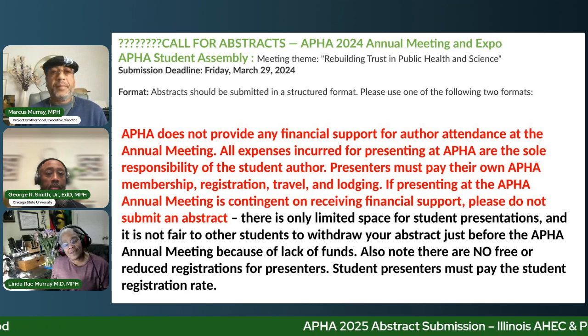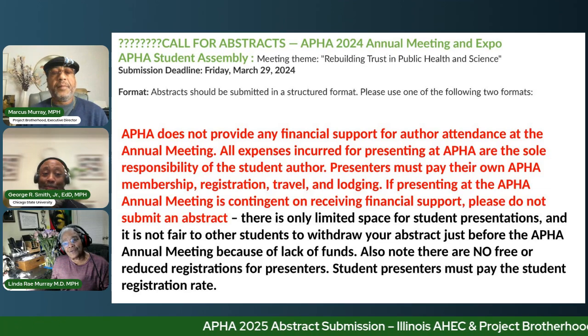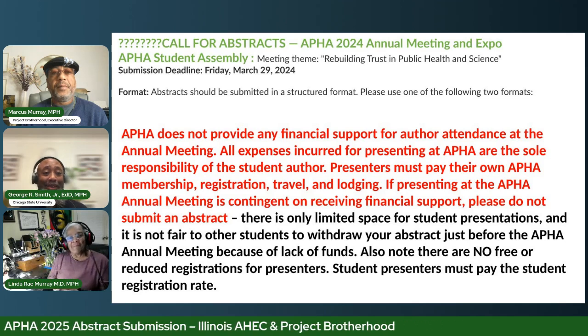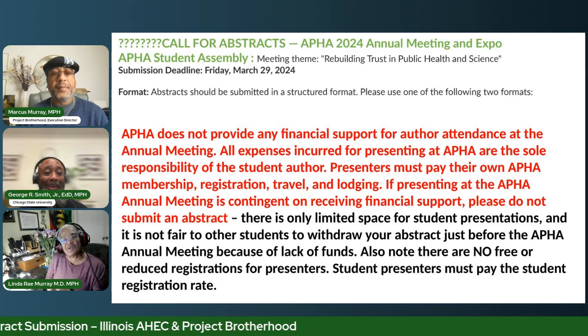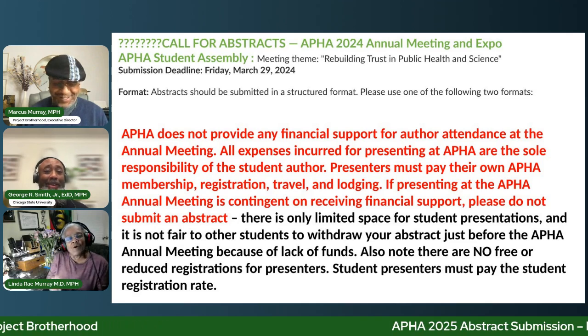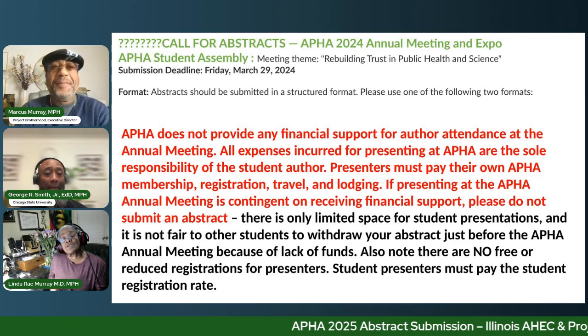APHA is not paying for any trips. So this is not where you get accepted and they pay your way. Maybe when you get so famous that you're one of our keynotes in the opening session, they may pay your way. But in general, no, we don't. They're not paying your way. And this is a difficult time.